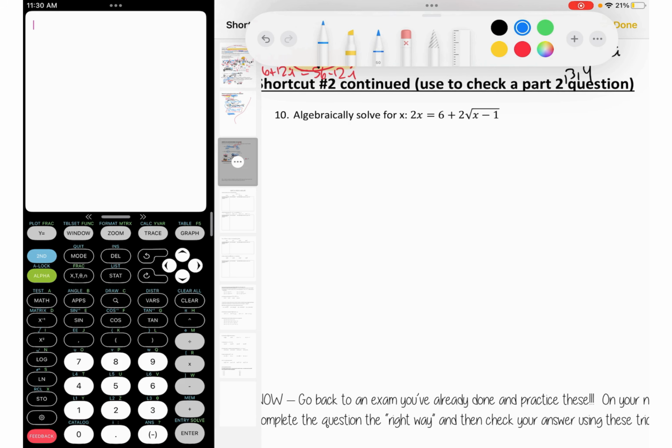Okay. When you're solving a square root equation, the goal is to get the square root by itself. So I'm going to subtract the 6 over. So I have 2x minus 6 equals 2 square root of x minus 1.